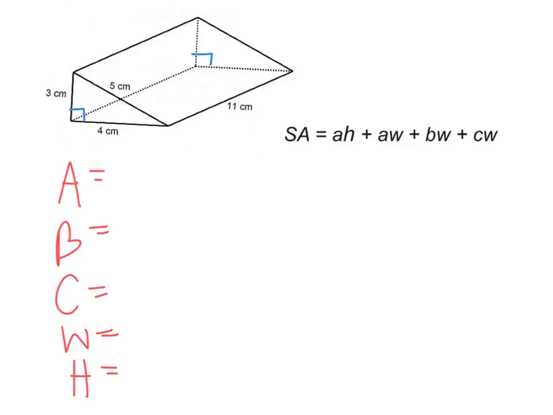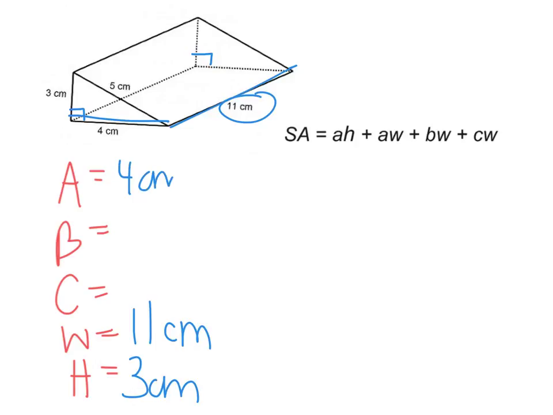If we take a look, our H is going to be 3 centimeters because that's making the right angle with the base. Our width is going to be 11 centimeters because that's how far back we're going. And now we have to figure out our ABC. A, which is our base, would be 4 centimeters. Your B is going to be 3 centimeters, and your C is going to be 5 centimeters.